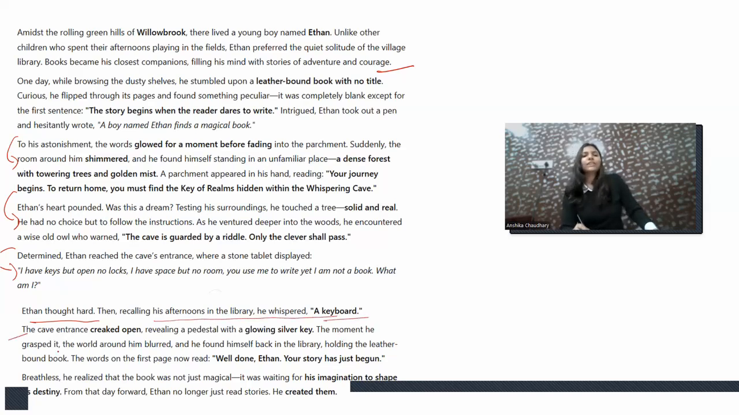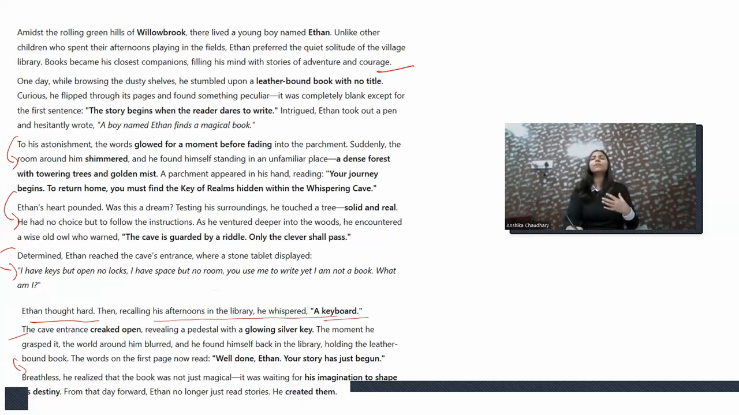Okay. Now, the next is: the cave entrance creaked open, revealing a pedestal with a glowing silver key. All right, the next is: breathless. He realized that the book was not just magical, it was waiting for his imagination to shape its destiny. From that day forward, Ethan no longer just read stories, he created them.